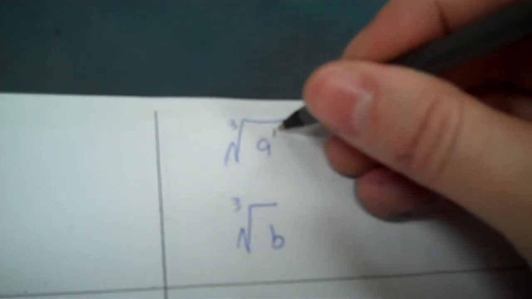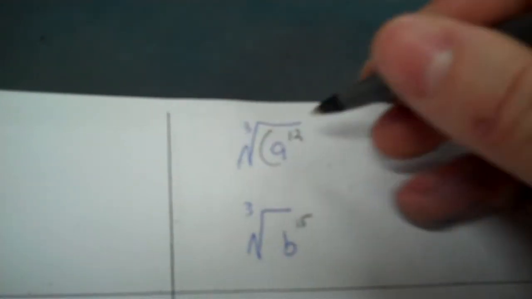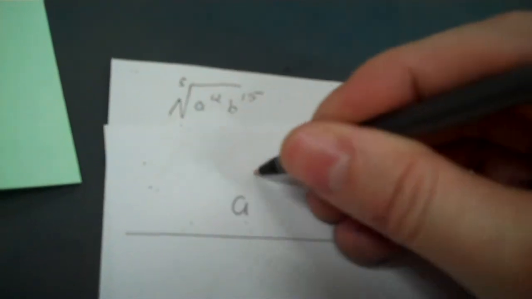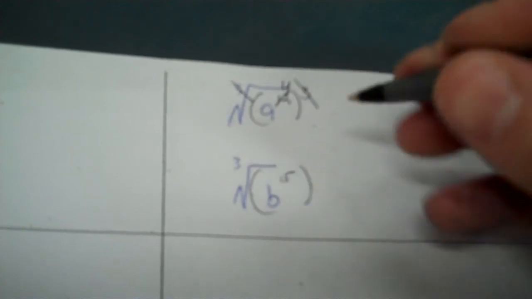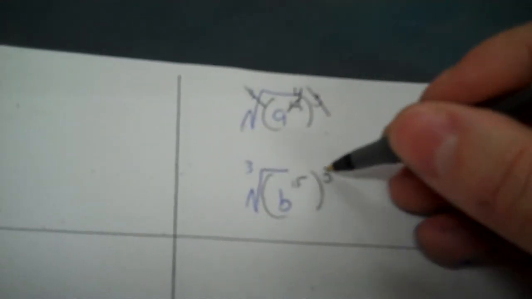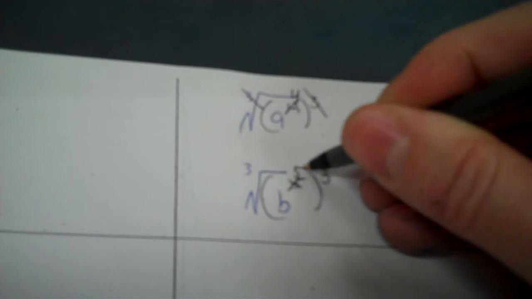Okay, next one. So, what power is a to? It's to the 12th. Okay, and the b is to the 15th. So I rewrite the a, put a 3 out there to match it, and then I find that by taking 12 divided by 3. That's 4. Okay. Cancel those. Okay. And now I have just a to the 4th. There's no root there. Okay. B, rewrite that. We want a 3 to match, and then 15 divided by 3 is 5. Okay. So that's b to the 5th.